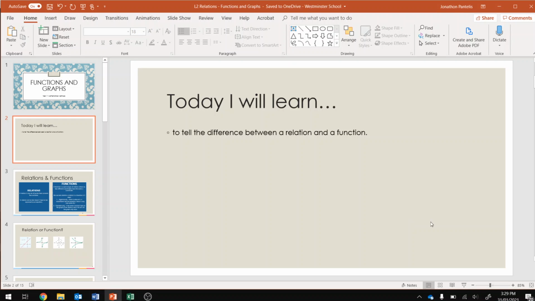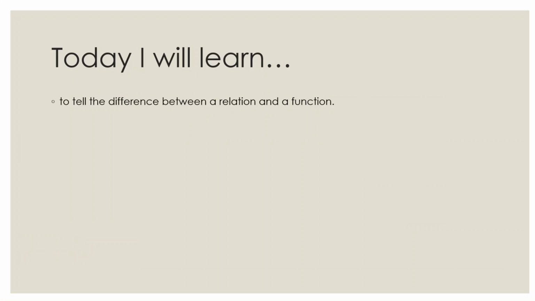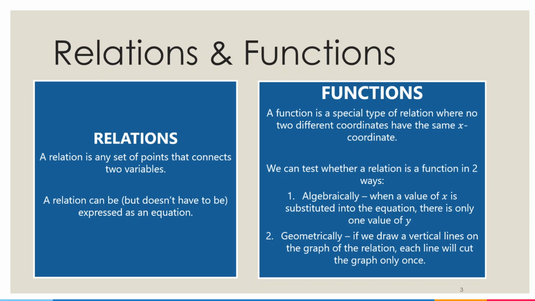Hello, today you're going to learn how to tell the difference between a relation and a function. So to start with, we want to note the two differences. A relation is any set of points that connect two variables. A relation can be, but doesn't have to be, expressed as an equation. So you can just have dots on a graph, for example.